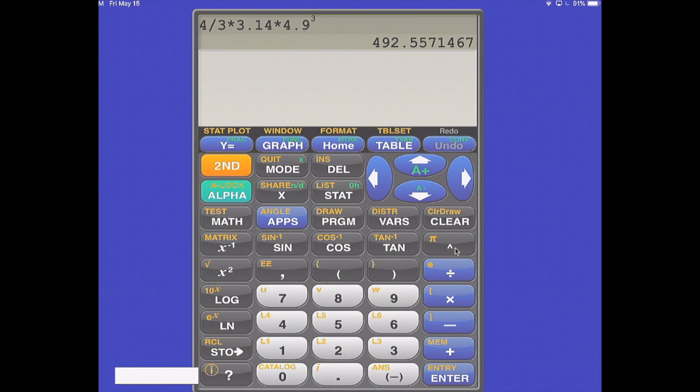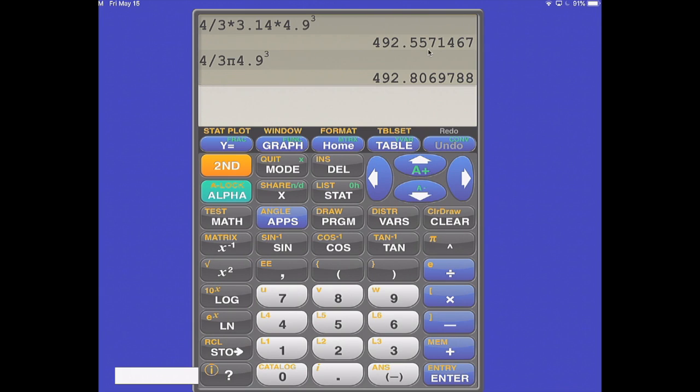If they did not say to use 3.14 for the value of pi, you would type in 4/3 with the pi symbol. To get to pi, remember it's pressing second and then this exponent button. And then 4.9 to the third power. And it would get you a more exact answer, although this would not be exact because there is some rounding involved. By using the pi button or the pi symbol, we actually get a somewhat closer value than the answer above.